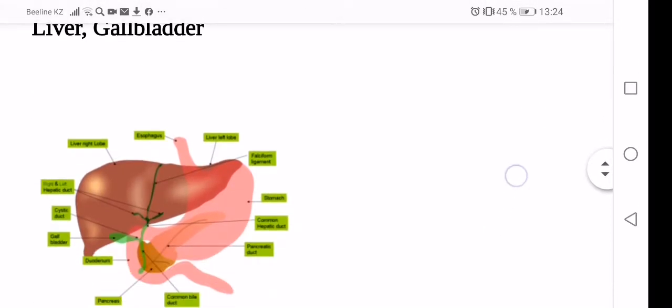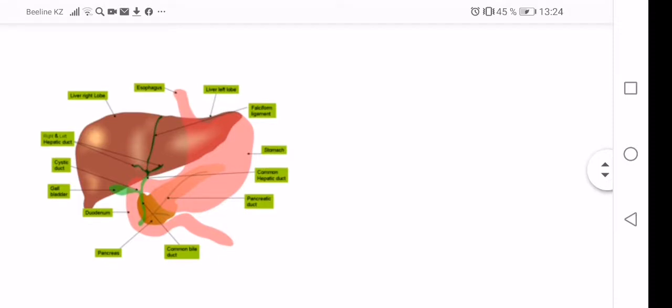Liver, gallbladder. Please look at this picture. You see the liver and gallbladder.